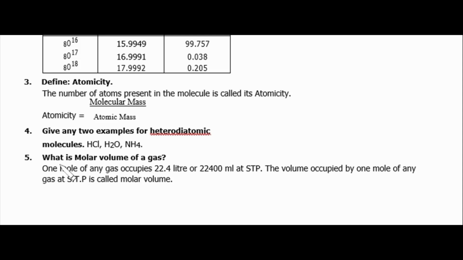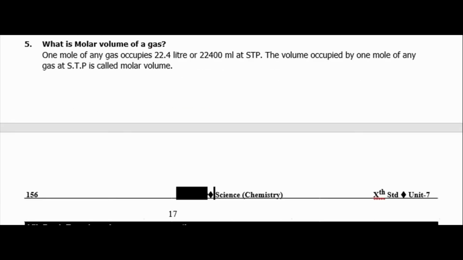Fifth one, what is molar volume of a gas? Answer: 1 mole of any gas occupies 22.4 liters or 22400 ml at STP. The volume occupied by 1 mole of any gas at STP is called molar volume.